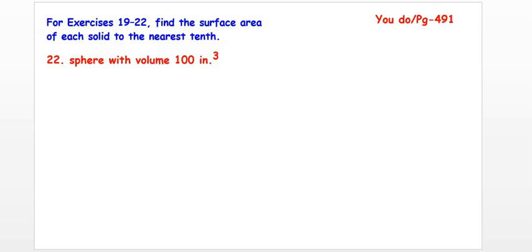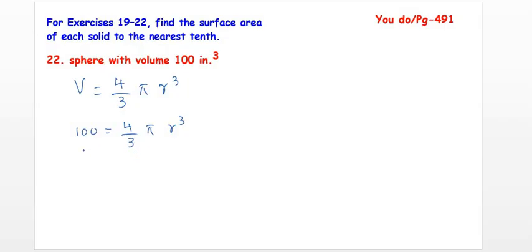First we will use the volume. That says volume equals, what is the formula for the volume? 4 over 3 pi r cubed. We have to use this formula to find the radius. So let's substitute the values. So the volume is 100 equals 4 over 3 pi r cubed.